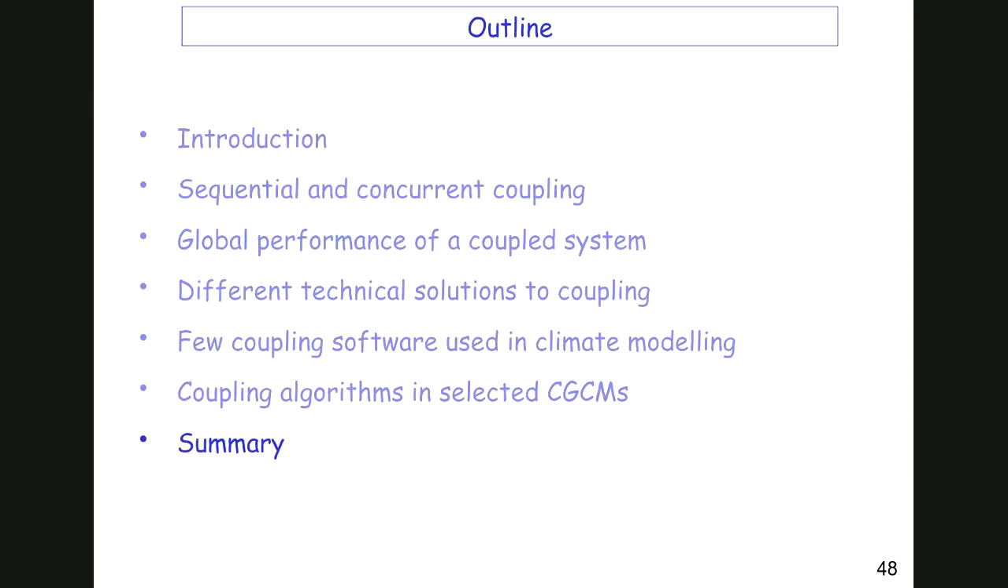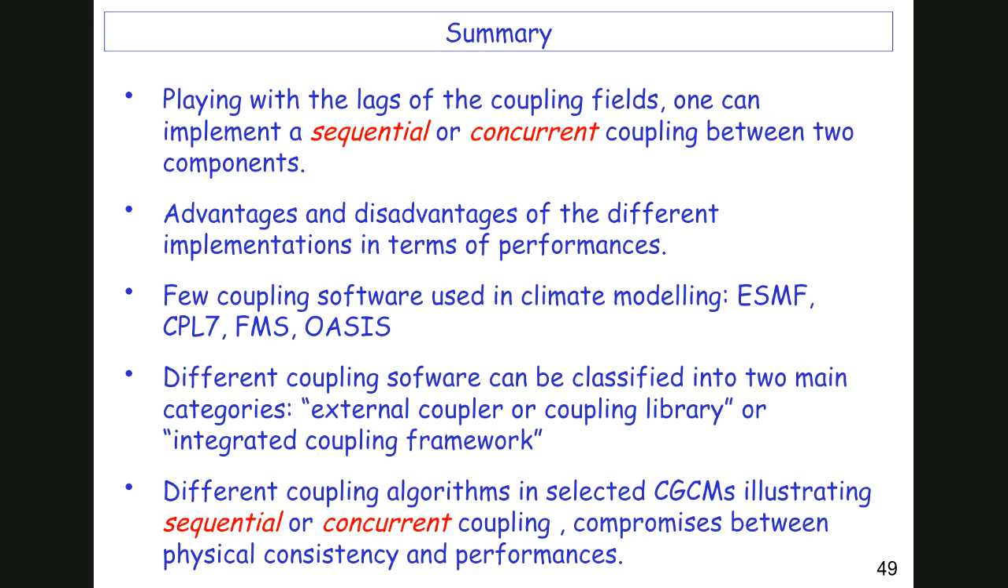So I'm done. So one minute just for a summary. As I showed, by playing with the lags of the different coupling fields, one can implement sequential or concurrent coupling between two components. And you've seen also examples where the algorithm implemented was sometimes a mix of those two basic types of coupling. We've seen the advantages and disadvantages of those ways of implementing the coupling in terms of performance.